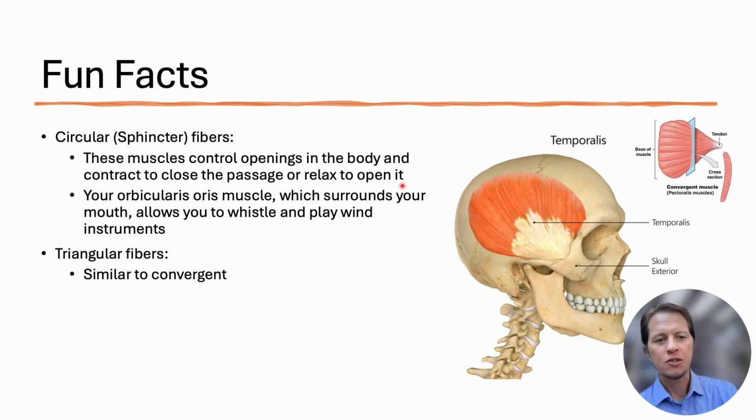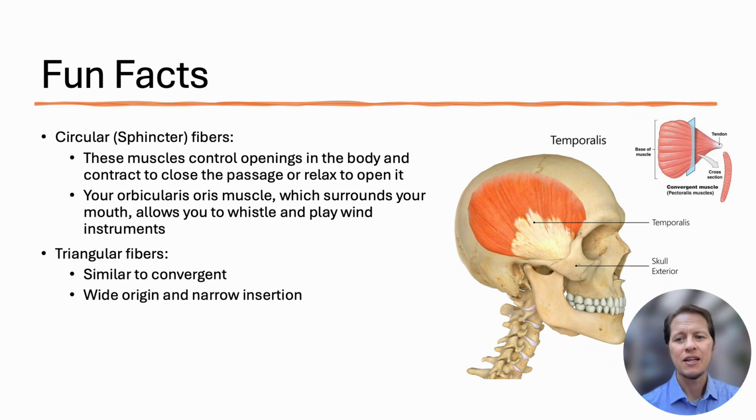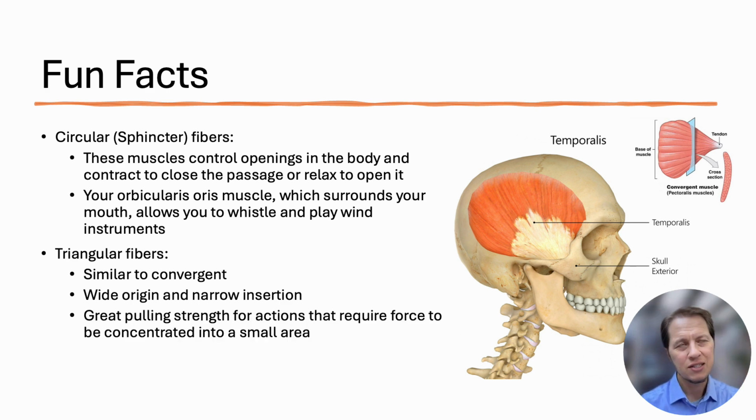Triangular fibers. Okay, similar to convergent. There's the example of the convergent fiber, which is your pectoralis. Again, temporalis inside of your head and pectoralis on your chest. They do look fairly similar in shape, and really they are. They just decided to name the temporalis triangular because it really has a triangular shape to it. But otherwise, it's pretty similar to convergent.